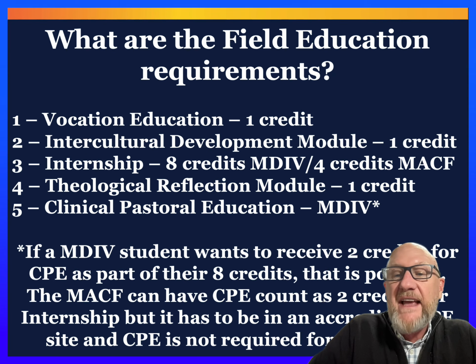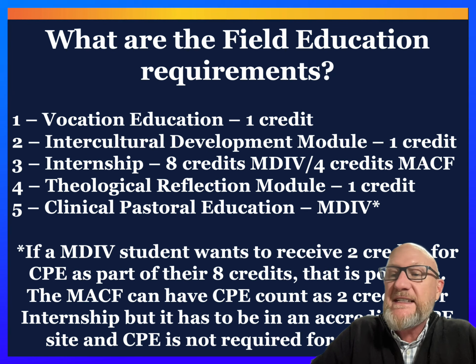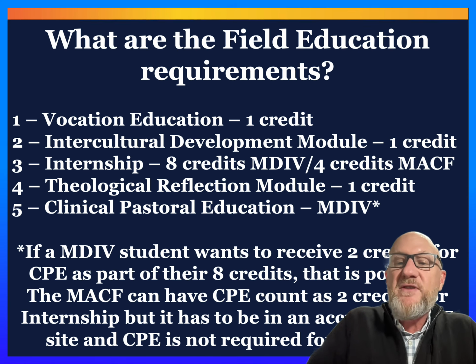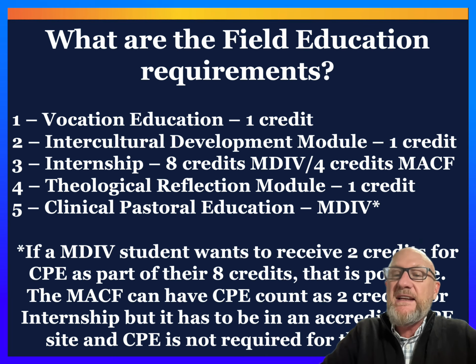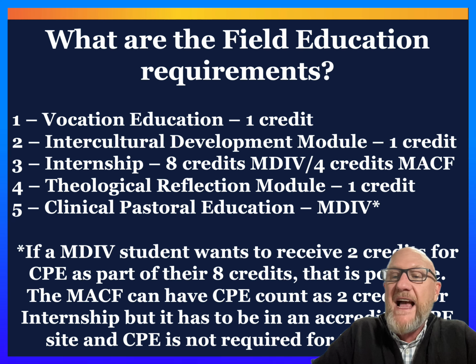What are the field education requirements and when do you need to take them? The first one is Vocational Excellence, and it's a 1-credit course that you will take at the beginning of your degree program. The second is an Intercultural Development module, which we call the IDM, and it's 1 credit. It's taken at the beginning of your program as well.